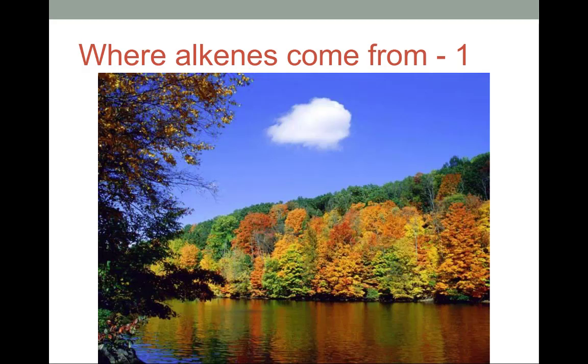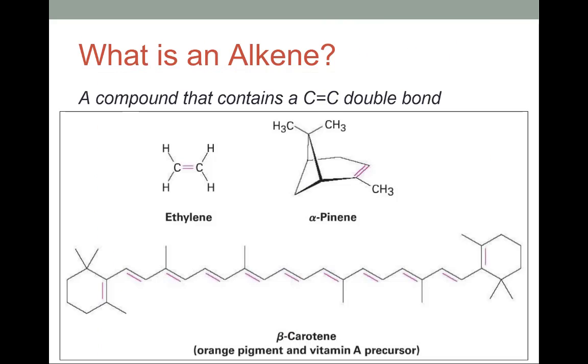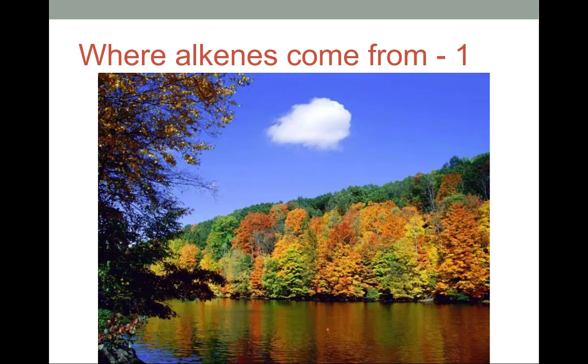So where do alkenes come from? Well, ultimately, where does anything come from? Nature. We can find lots and lots of alkenes in nature. Two of these examples, of course, come from nature. Pinene is in lots of plants, including members of the pine family of trees. Beta-carotene is one of the orange pigments that you find in plants.